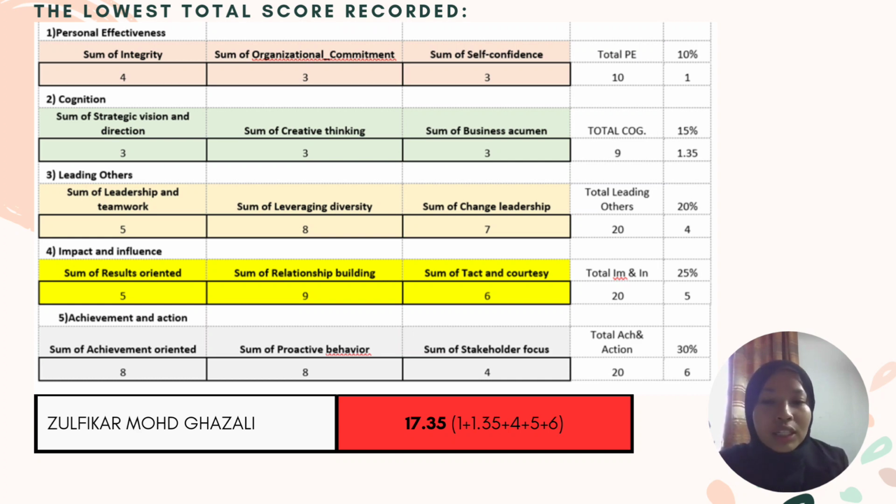Number 3, total leading others is 20. So 20% from it is 4. For number 4, impact and influence competency is 20. So 25% from it is 5. Lastly, number 5, achievement and action is 20. So 30% from it is 6. Total score for Zulfikar is 17.35. Adding up, 1 plus 1.35 plus 4 plus 5 plus 6.